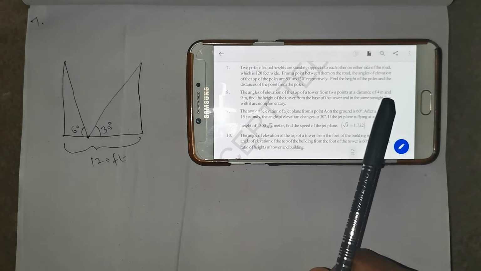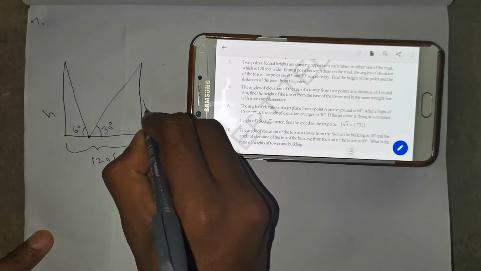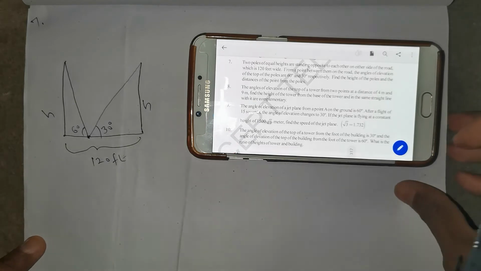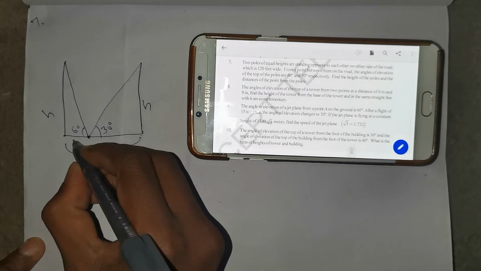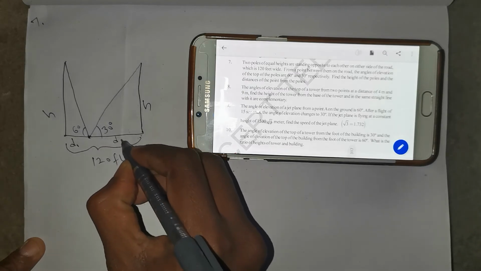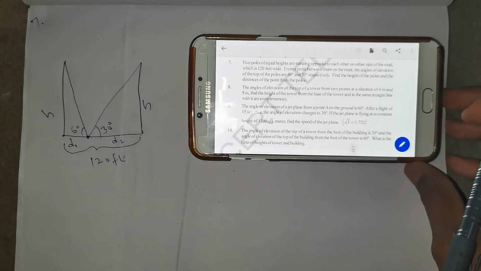Then find the height of the poles and the distance of the point. So the height is being asked, as well as the distance from this point to this pole and from this point to the other pole. This one I will keep as D1 and this one I will keep as D2. These three values he is asking to find. Okay, let us check how to solve.